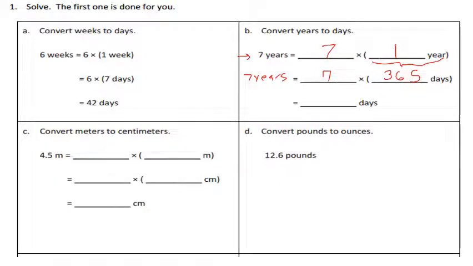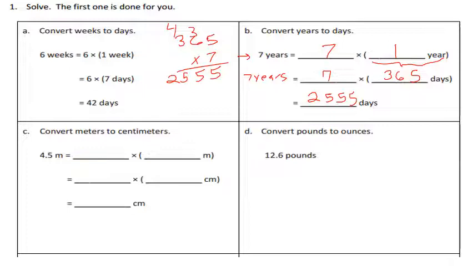So 7 years equals 7 times 365. And let's come over here in this space. We have 365, and we're multiplying that by 7. 7 times 5 is 35. 7 times 6 is 42, and 3 is 45. 7 times 3 is 21, and 4 is 25. So 7 years equals 2,555 days.